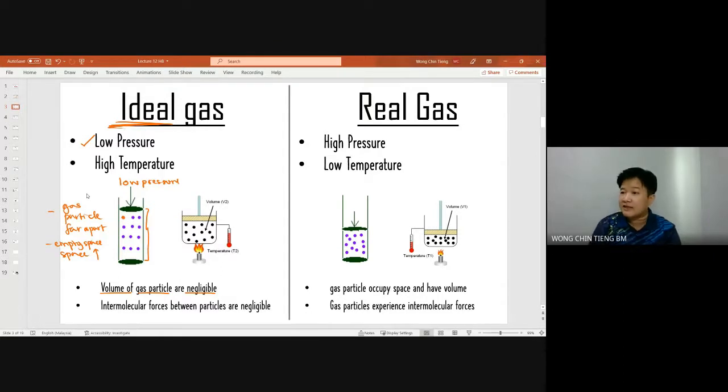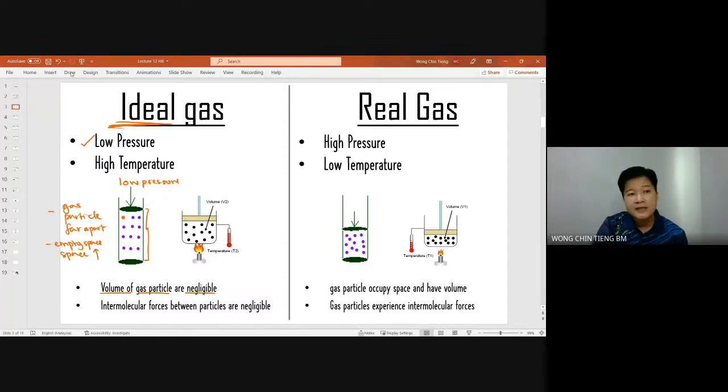Remember the story I told, that we have a big stadium? Manchester United stadium, whatsoever, and then you sit alone in the middle. So your presence in that big stadium becomes unimportant. Right? Alright? That is what happens in the ideal gas, where the volume of the gas particles becomes negligible. I hope you remember this.